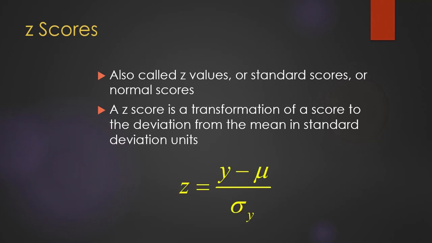Here's the formula. In the numerator of this fraction, we see deviation from the mean. The score is represented by y. The population mean is represented by mu. So this is a look at how far the score is from the population mean. If we divide that by the standard deviation to put the deviation from the mean in standard deviation units, we have a Z-score.